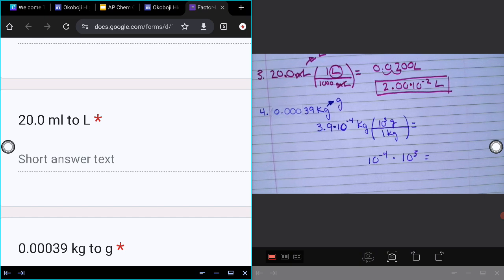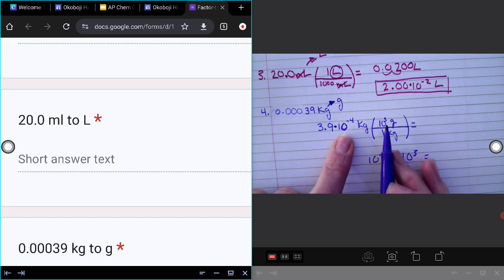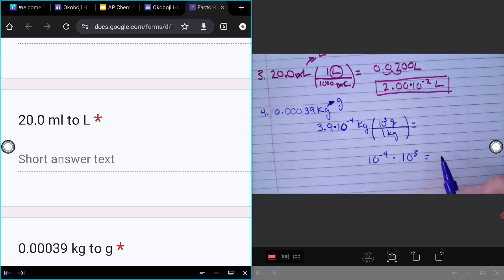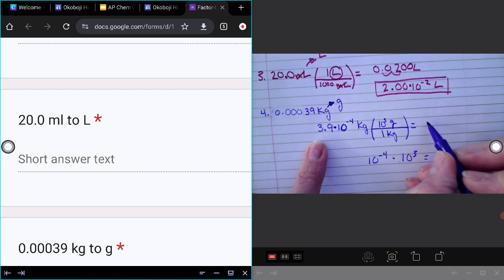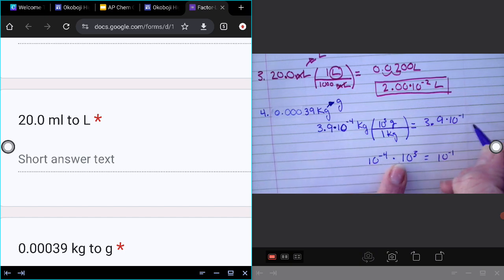You add them. So if you're multiplying, you add the exponents. If you're dividing, you subtract them. So negative 4 plus 3 gives us 10 to the negative 1. So what you're actually going to get is 3.9 times 10 to the negative 1 grams.